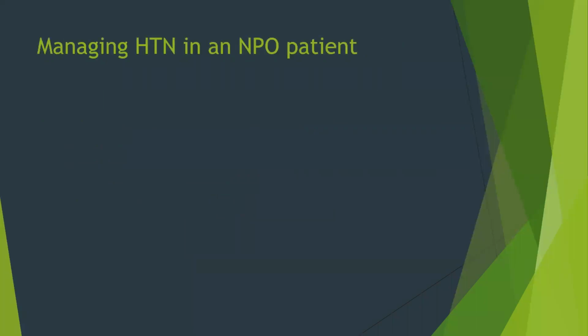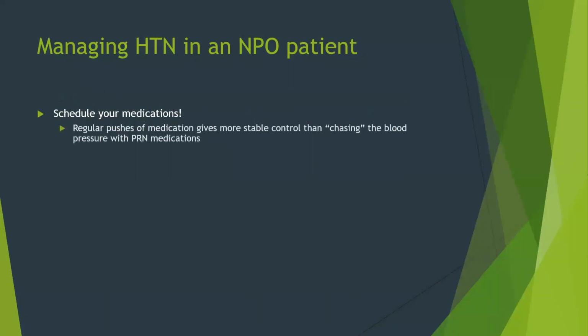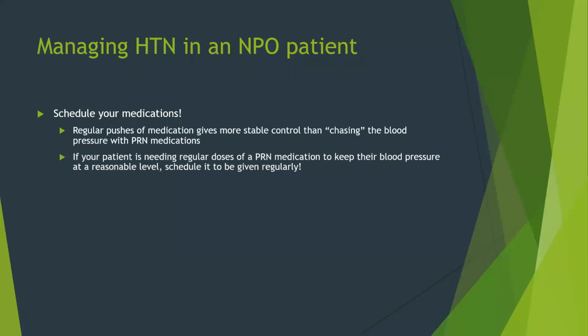Always schedule your medications, especially if your patient's NPO. If you can't do oral medications, schedule your IV medications. Regular pushes of medications are giving you a more stable control than chasing the blood pressure with PRN medications. You can start with a PRN. I have no objections to just leaving it if patients' blood pressure is occasionally spiking up. So we leave in hydralazine PRN, but if you're noticing they're needing regular doses of it, schedule it. Don't keep it PRN, give it to them before they need it.